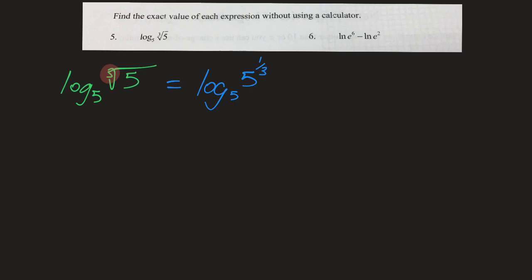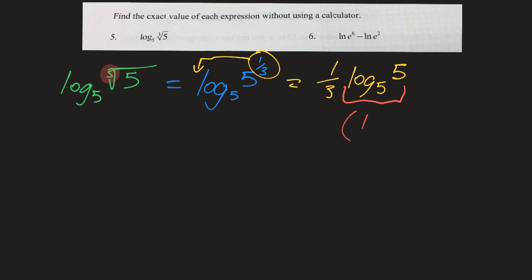Notice I kept the bases the same and everything else the same; I just turned the cube root into a 1/3. And now you may remember from the last problem that an exponent up here can be moved down in front as a coefficient. So now I have 1/3 log base 5 of 5. And this piece, log base 5 of 5, is going to be equal to 1. I can bring my 1/3 down, so my final answer will be 1/3.